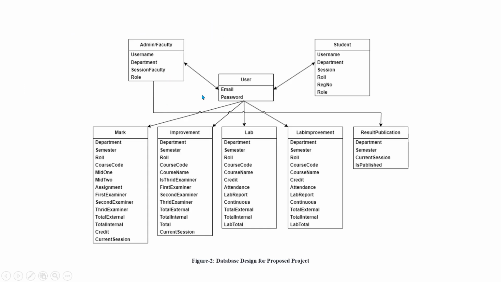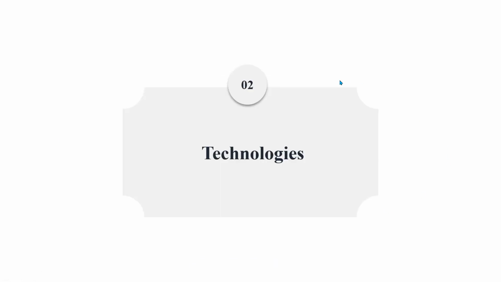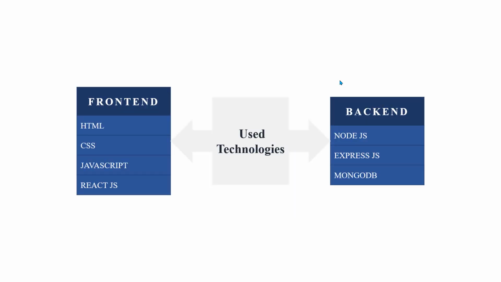Now this is an overview of the database architecture of our project. Now we are going to see the technologies which are used in this project. Since it's a MERN stack based application, in the front end we are using HTML, CSS, JavaScript, and React.js, and in the backend Node.js, Express.js, and MongoDB are used.